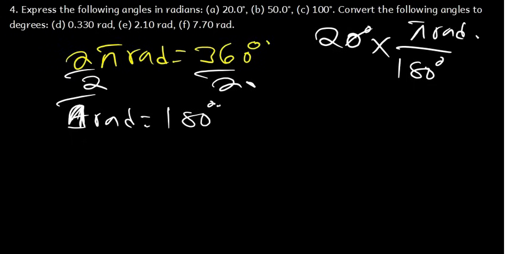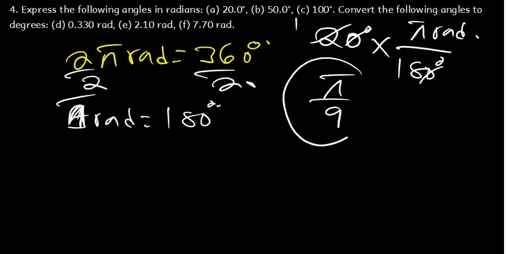So 0 and 0 will go. So we're going to have 2 over 18. So 2 there is 1, then 2 there, 9. So we have got pi over 9. Okay? So this is going to be our 20 degrees in radians.